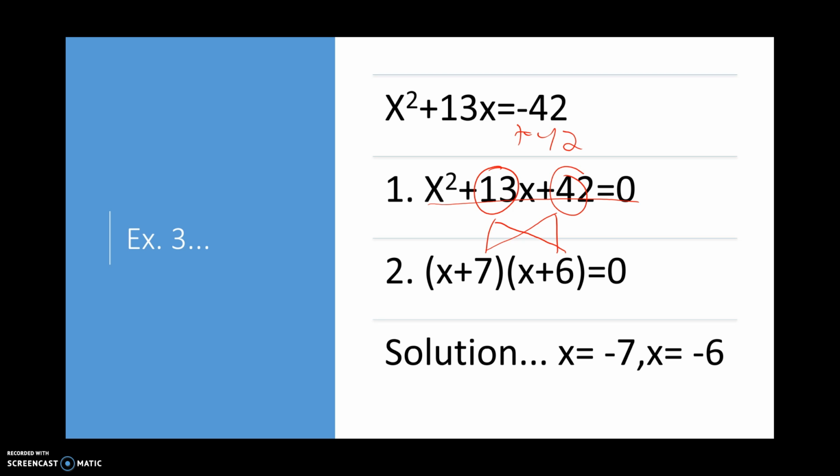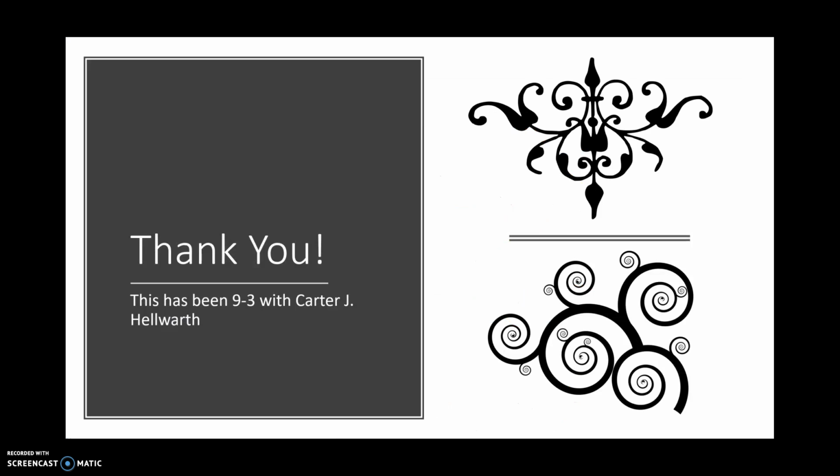And our solutions would be negative 7 and negative 6, because if you go through all the steps we just did through the whole video, you know it's x plus 7 equals 0 and x plus 6 equals 0. Solve the equations and you get x equals negative 7, x equals negative 6. Those are your two solutions.